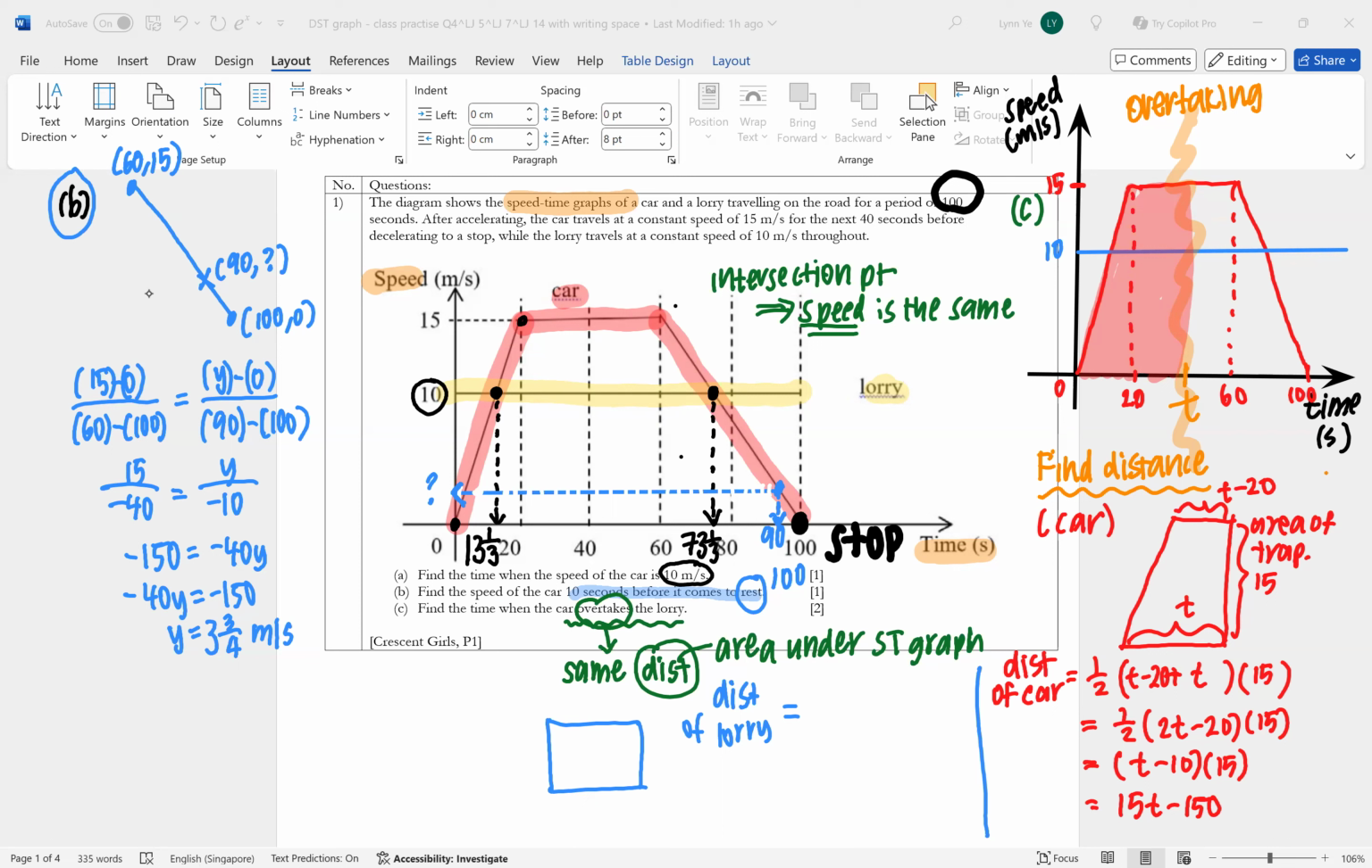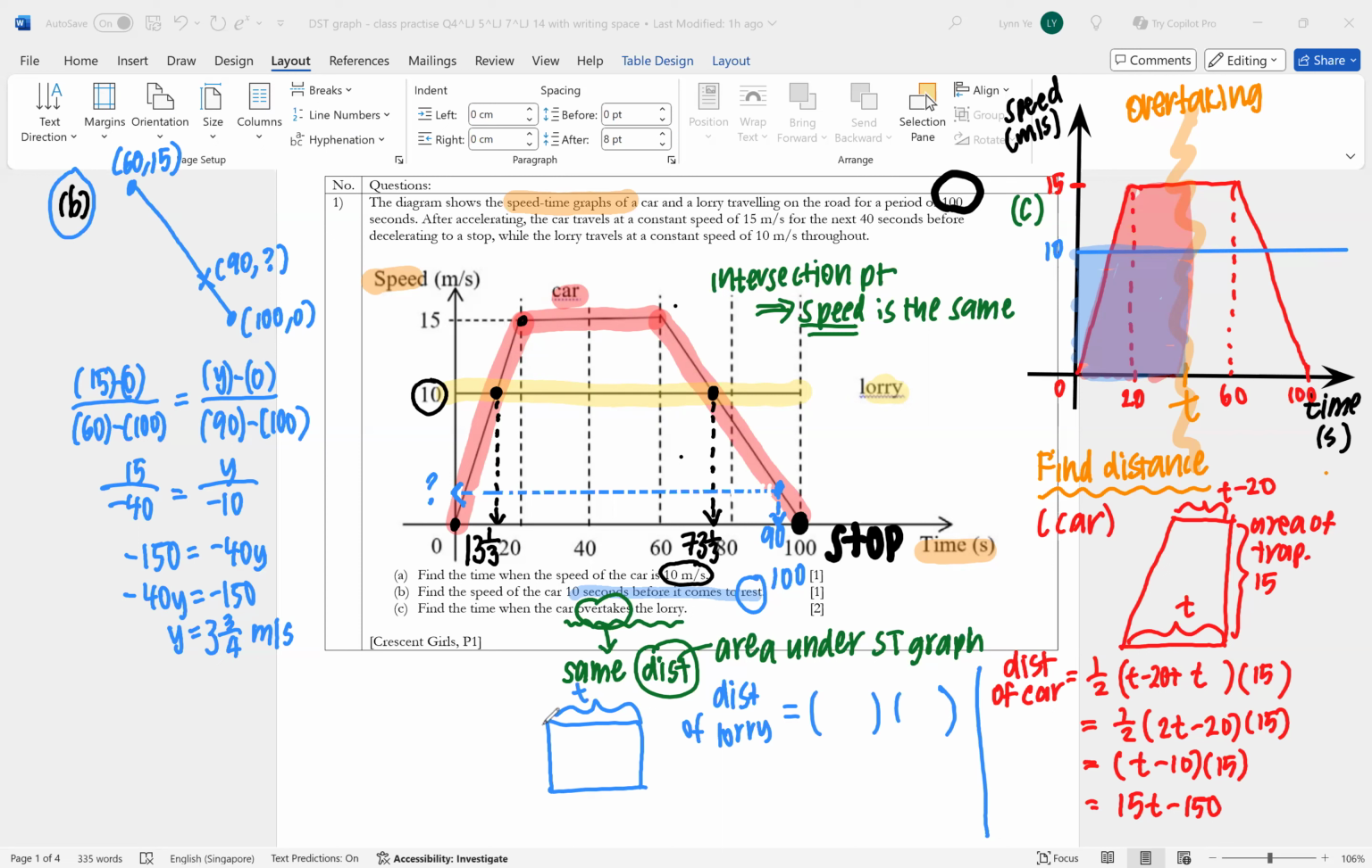It's the area under the lorry graph. So what shape is it? The moment you see this area under this whole line, what shape is it? It's a rectangle. So what's the formula to find the rectangle? Length times breadth. So just put the bracket and the bracket. So what is the length? Wrong. Length is not 10. What is the length? T.